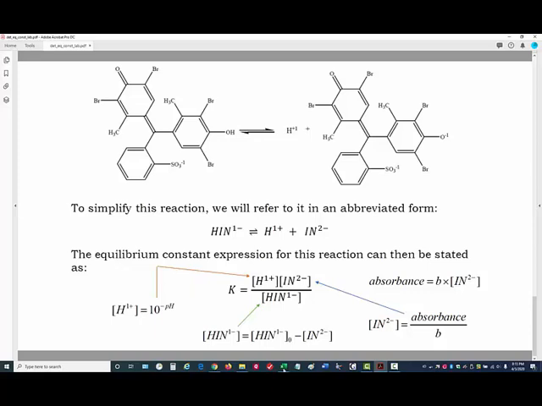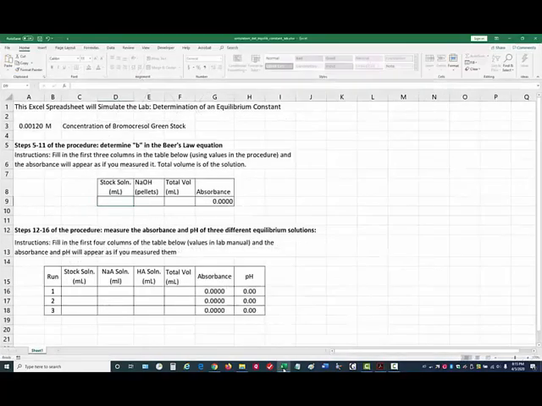Now let's take a look at the simulation for this lab. This is an Excel spreadsheet that you can download from the Canvas, and notice that we're using for our work here a 0.0012 molar concentrated stock solution for the indicator. That's the species that we'll add here where it says stock solutions.